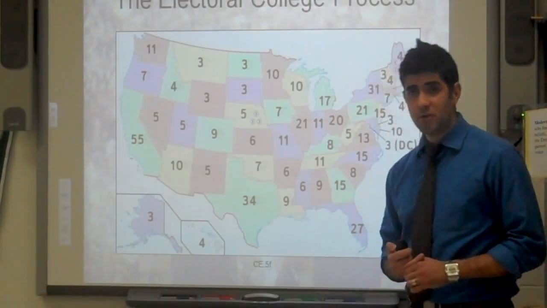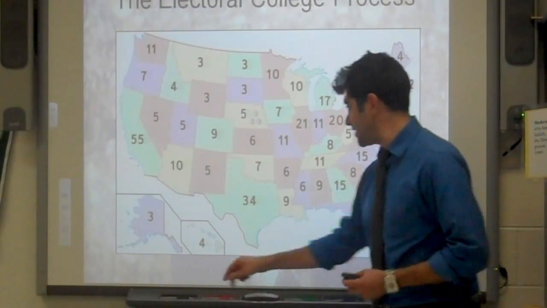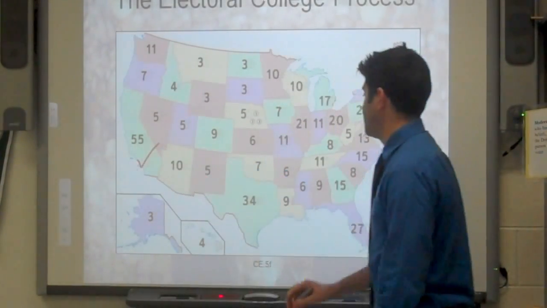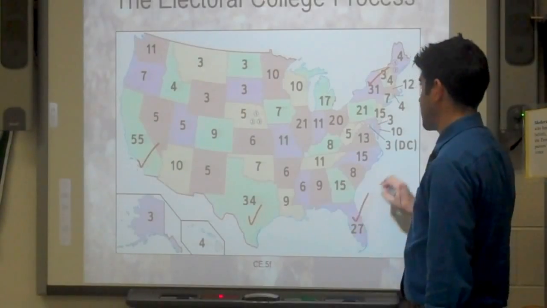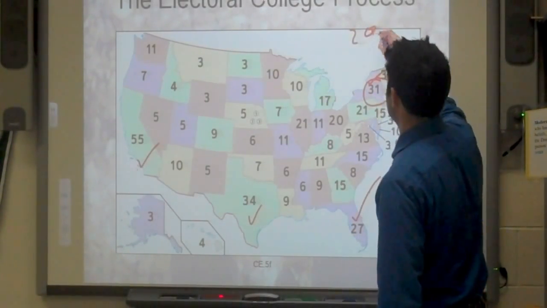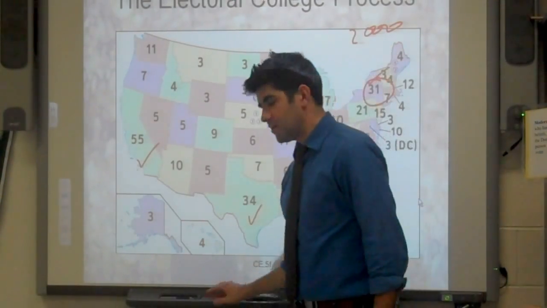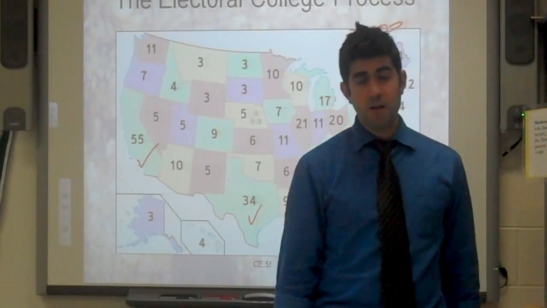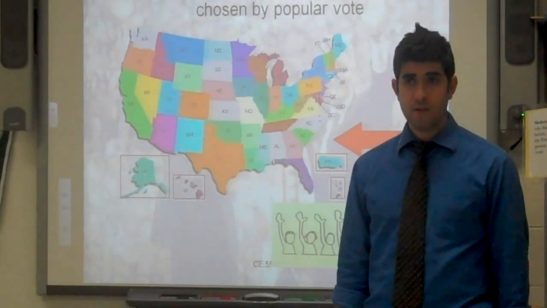Again, here is the Electoral College based off of numbers. Again, your big four states. The most populated is California, second is Texas, and then we have New York and Florida. This is actually out of date. This is based off of the 2000 numbers because New York no longer has more popular votes than Florida. Florida and New York are now tied for third place.